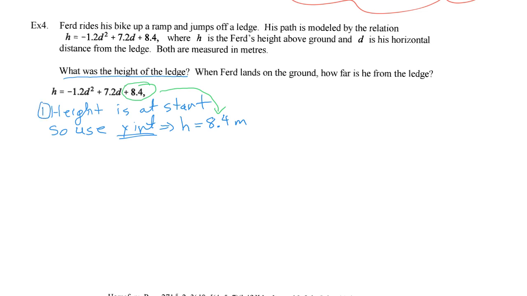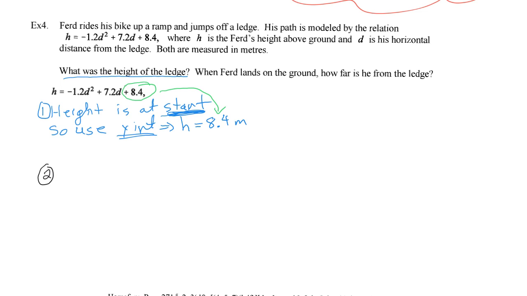So when we're looking for something at the start, the key is to recognize that you're looking for something at the start. When they ask what was the height of the ledge, we're asking how high it was at the beginning, right? So we're going to say it's 8.4 meters high. Now, here we go. The next part, let's write this in black too.